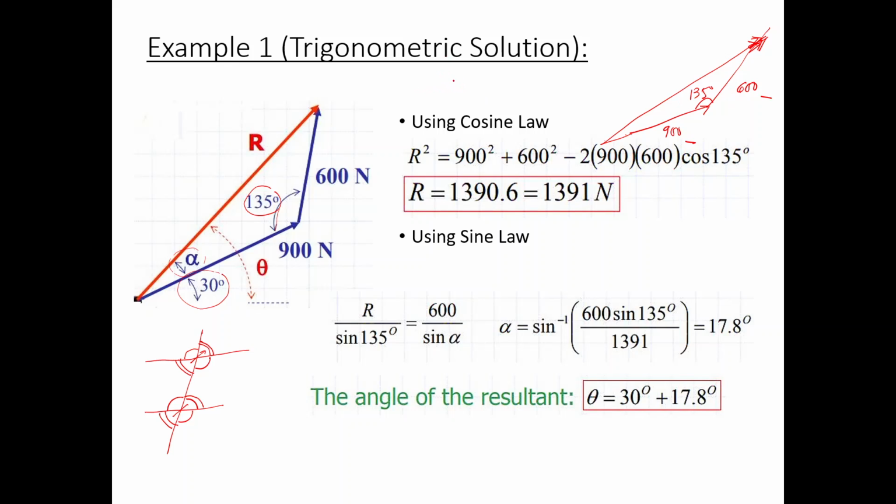For cosine law, we're going to utilize the SAS formula or the SAS postulate, leading to the cosine law. SAS postulate: side, angle, side. And again, the side opposite the angle is the term to be solved for, and that's the resultant force.